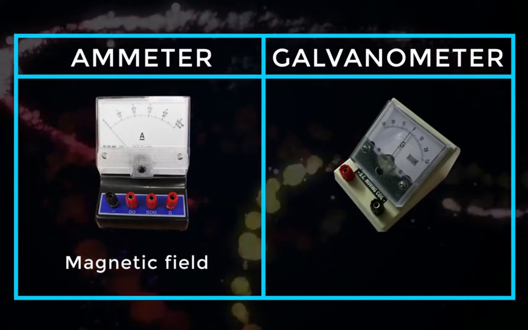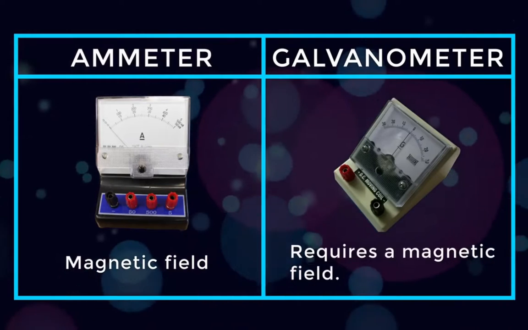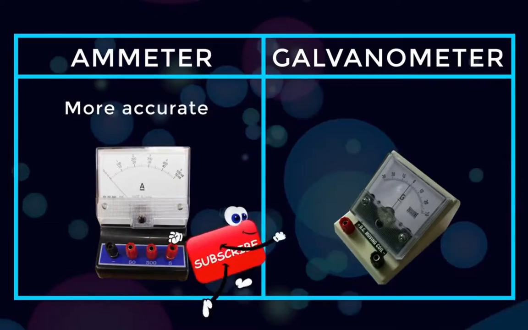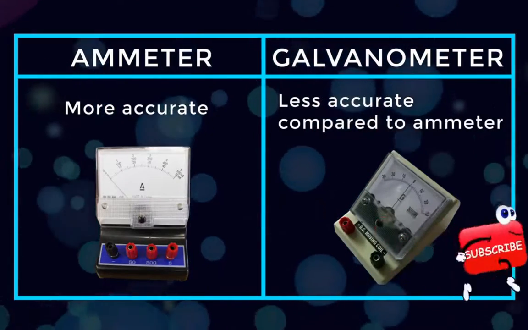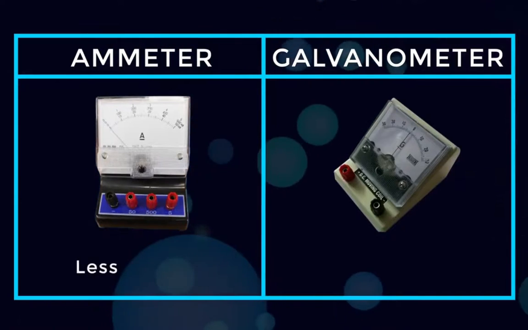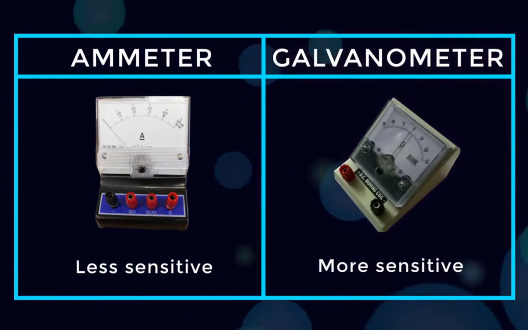An ammeter may or may not have a magnetic field, whereas a galvanometer always requires a magnetic field. Ammeter is more accurate, whereas galvanometer is less accurate compared to ammeter. Ammeter is less sensitive. Galvanometer is more sensitive.